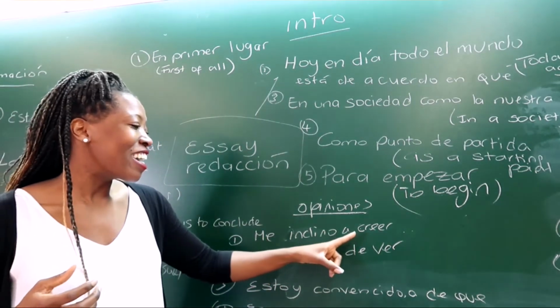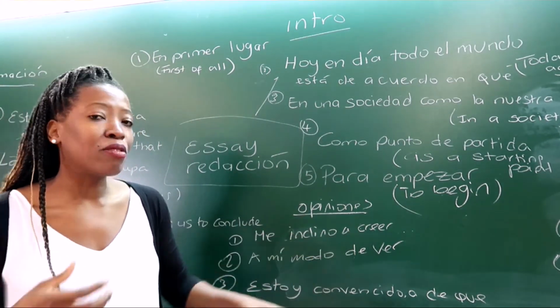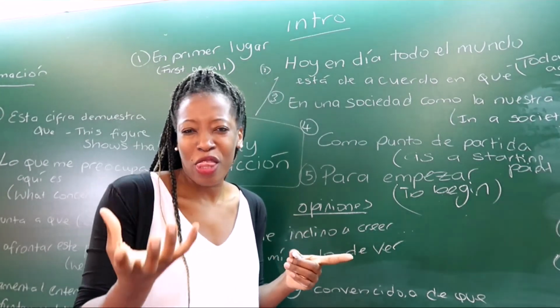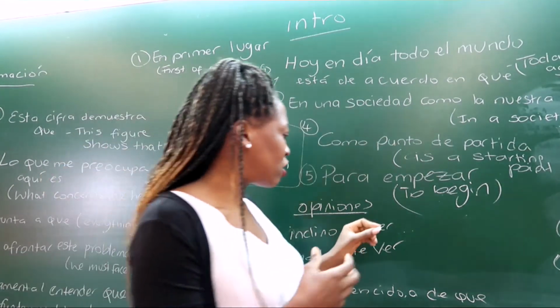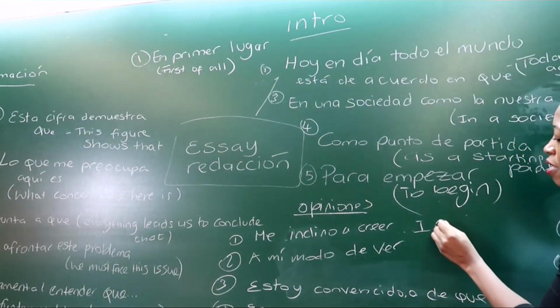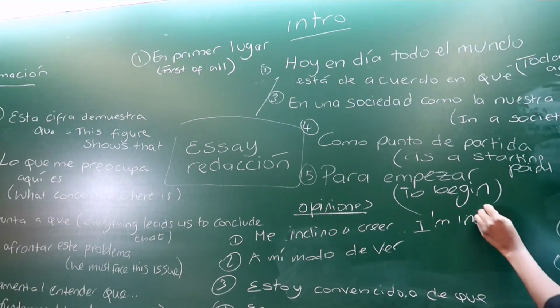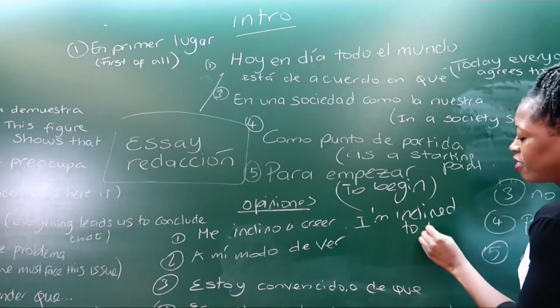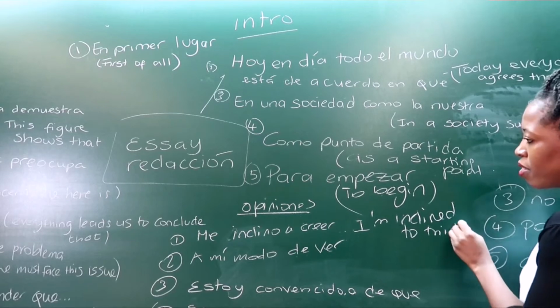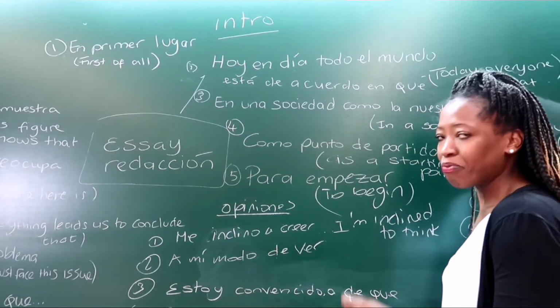Okay, number one, me inclino a creer. Me inclino a creer. So, I'm inclined to think. I'm inclined to think. Okay? I'm inclined to think. Me inclino a creer.